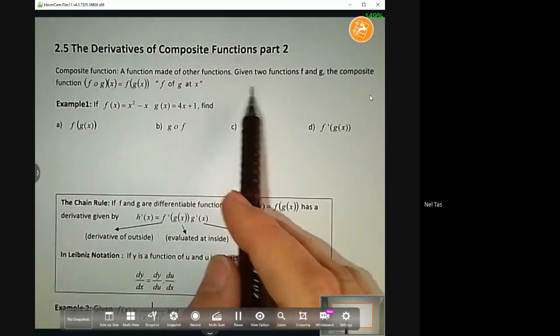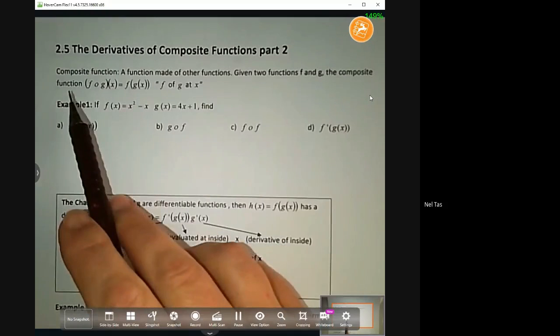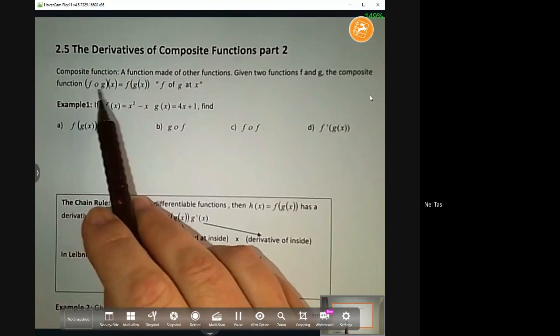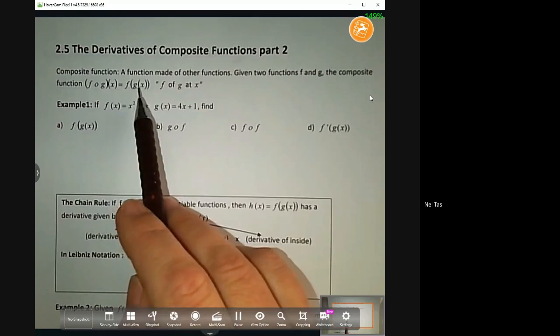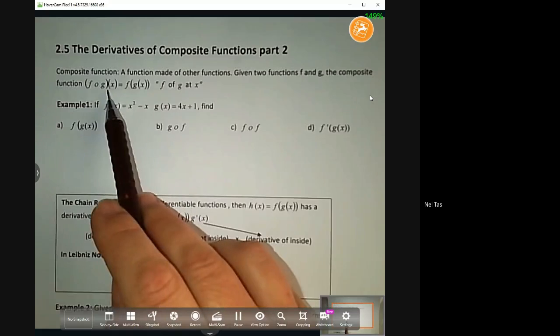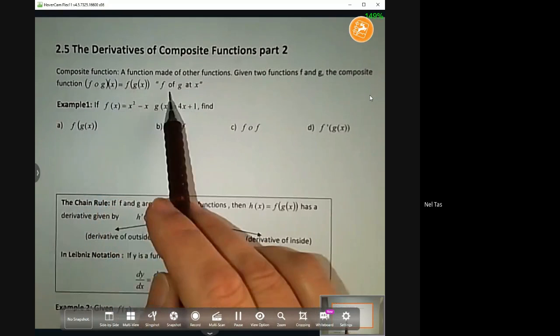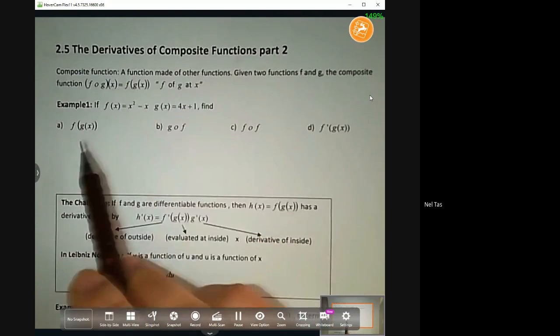Given two functions, let's say f and g, the composite function f∘g of x is the same as f of g of x. These two notations are the same thing, they mean the same thing. So f is a function of g. That's what it is, and we read it as f of g at x.